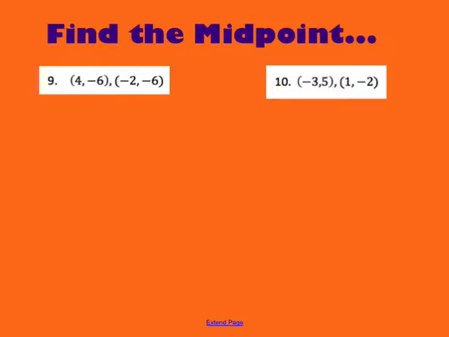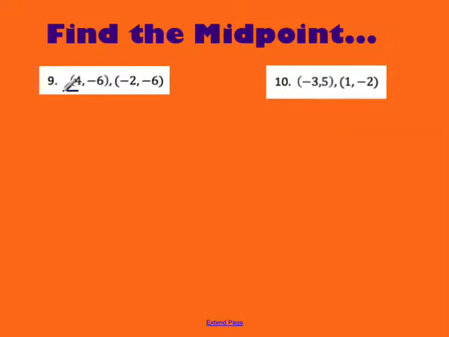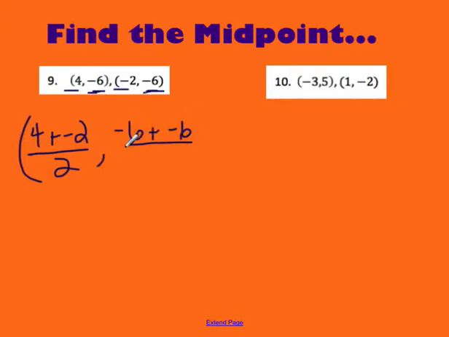Next, let's take a look at numbers 9 and 10. So we're almost finished up. These are our last couple. So let's go ahead and we're going to do x1 plus x2. So 4 plus a negative 2, and we're going to divide that by 2. Negative 6 plus negative 6, and divide that by 2.